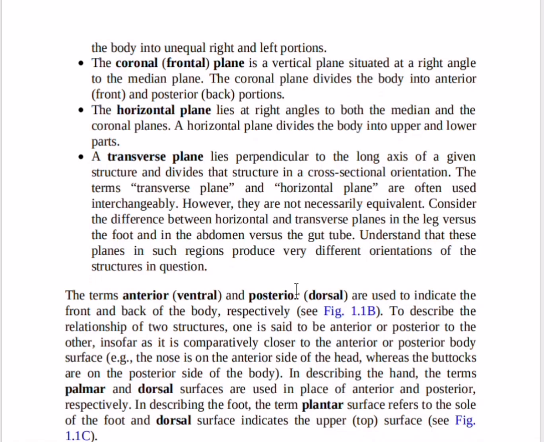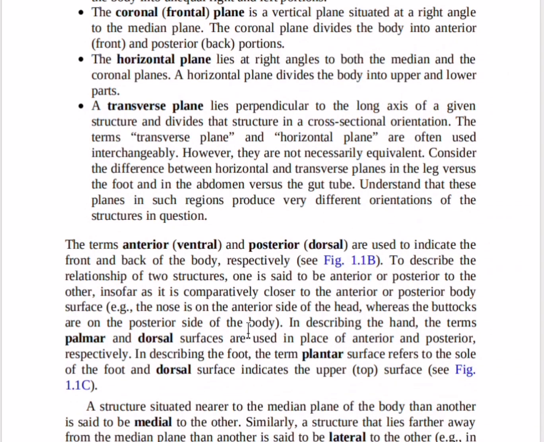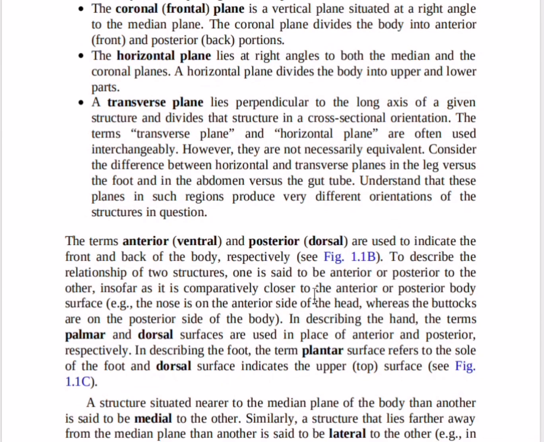So another anatomical term which we can use is anterior or ventral, right? Anterior describes something which is in the front. We don't use front and back in anatomy. We use anterior or ventral, dorsal or posterior. So if you have something which is anterior or in the front, we call it anterior. For example, your nose is anterior to your eyes, right?